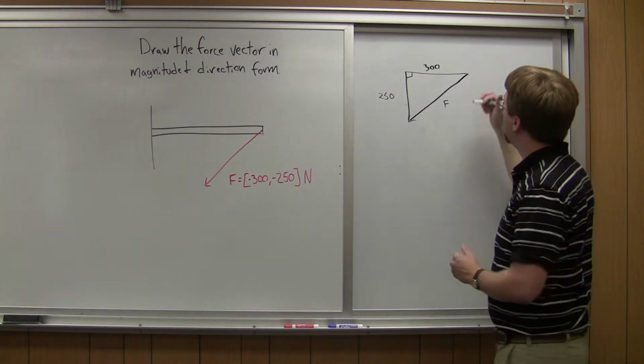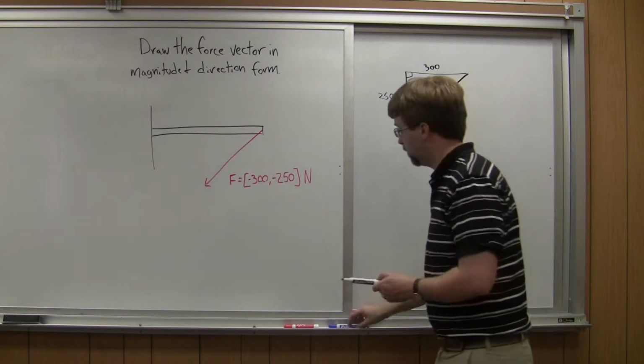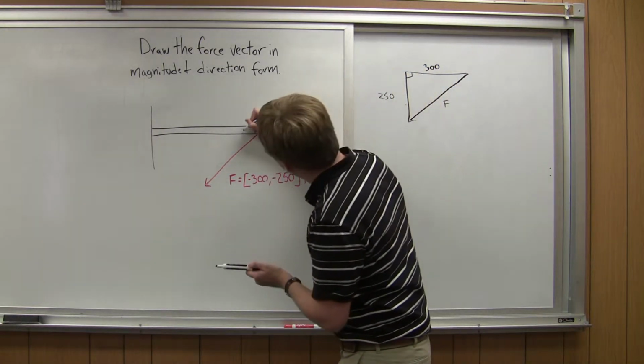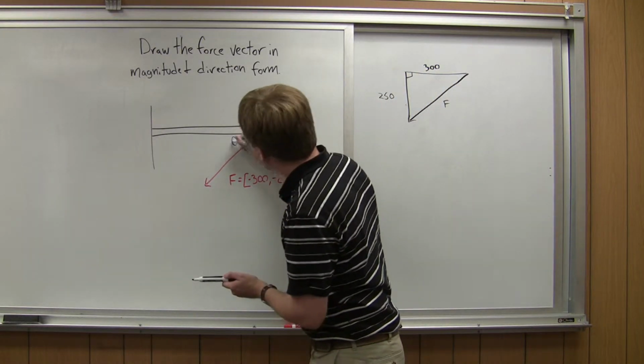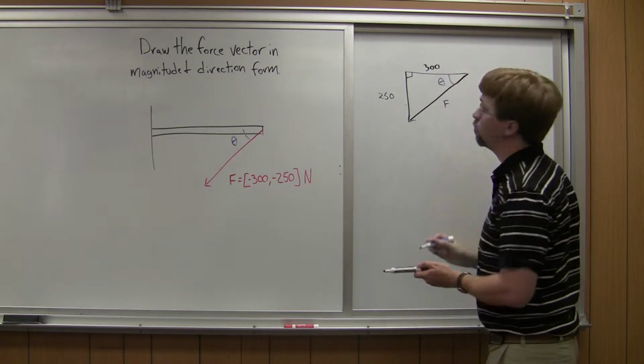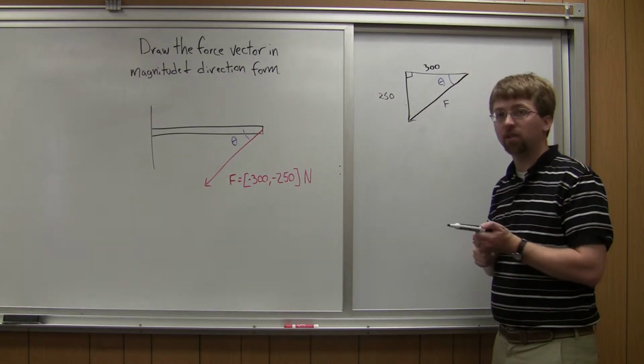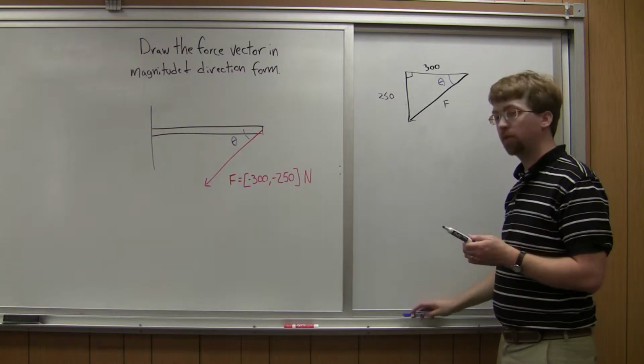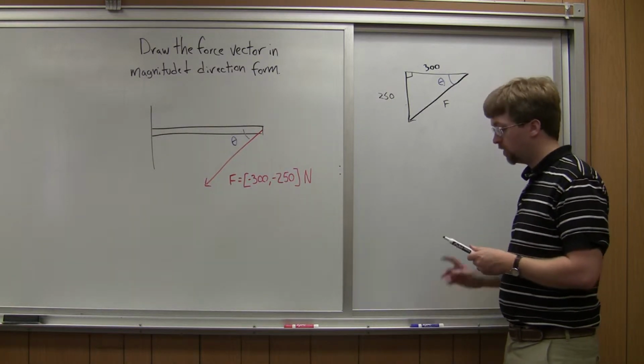of the whole vector. And one of the ways we can do this is to find this angle, which we'll call theta, and that theta would be this angle in our triangle over here. So let's do this one at a time.